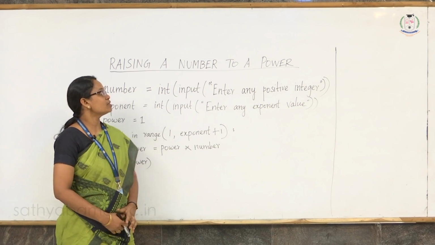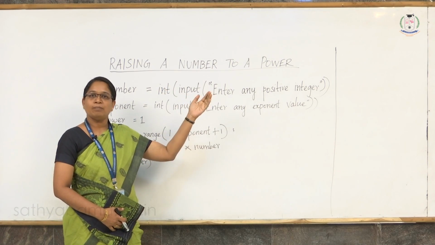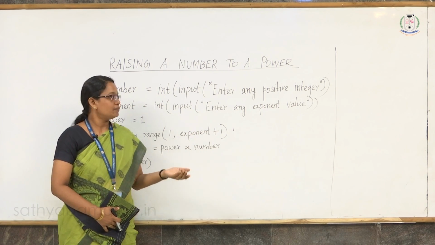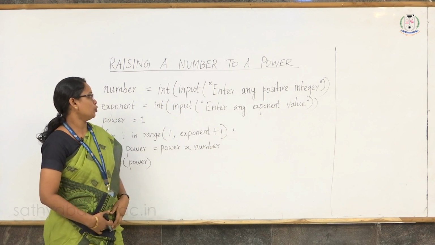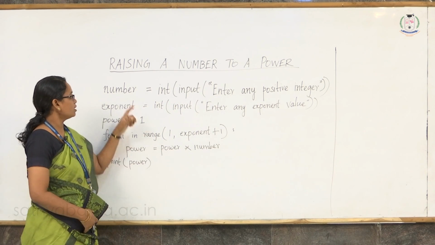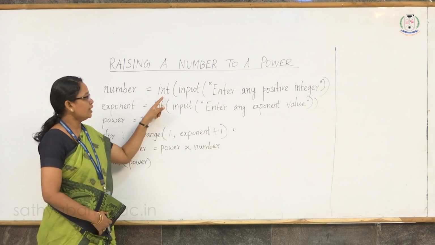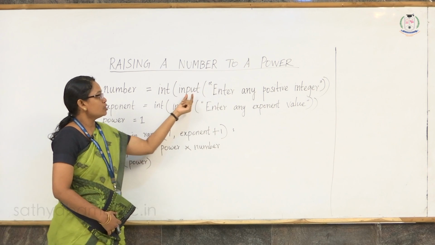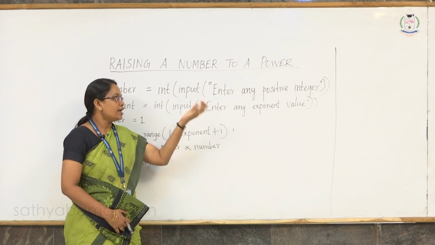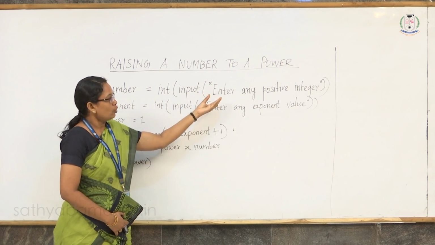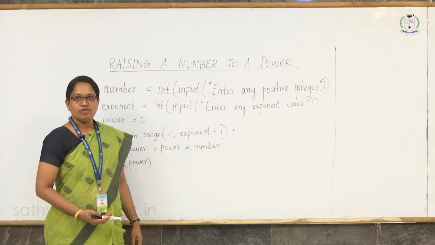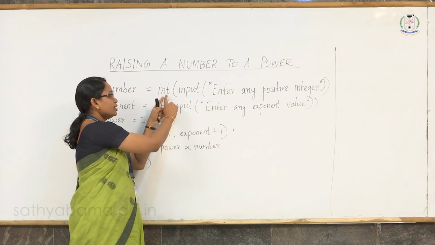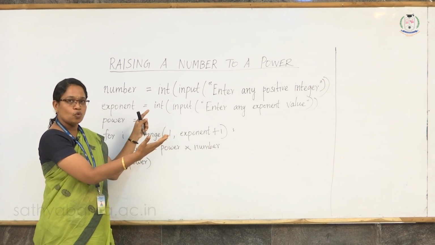The next program is raising a number to a power. Here the inputs are the number and the exponent value. Let us see the first line: number equal to int of input of enter any positive integer. The input function will get the input from the user, and you are asked to enter any positive integer. The int function will convert it to an integer.